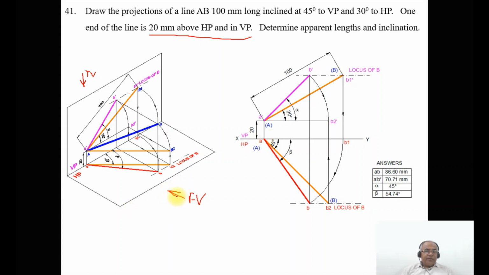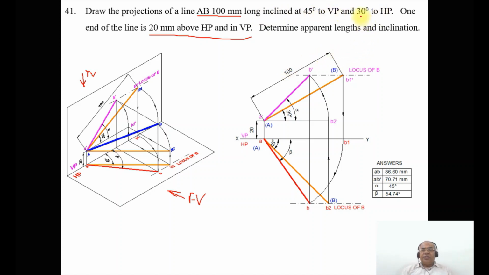When you look from the front view, you can see the distance above HP, which is 20 mm, and you mark that point as A dash. Then he says a line AB of 100 mm long. Since AB is 100 mm long, that means it is the true length, which is inclined at 45 degrees to VP and 30 degrees to HP.